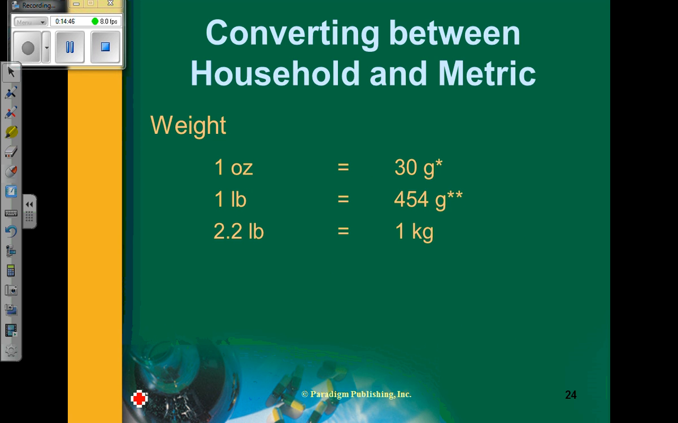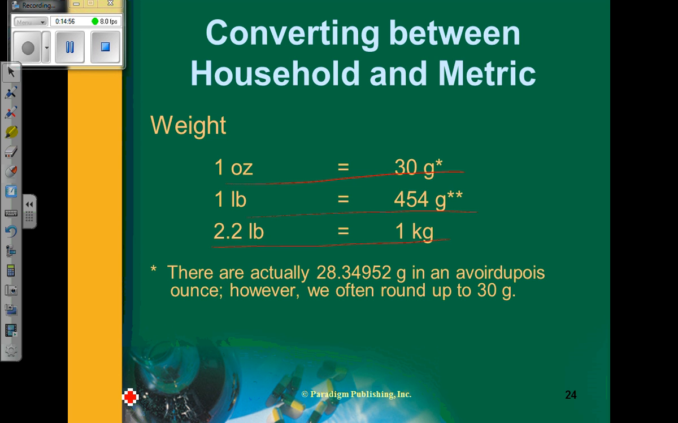With weight, it is the same. 1 ounce equals 30 grams, 1 pound equals 454. This is the rounded version. And 2.2 pounds equals 1 kilogram. But in weight, the accurate grams is 28.34952 instead of the 30. The 30 is the rounded version that they use.